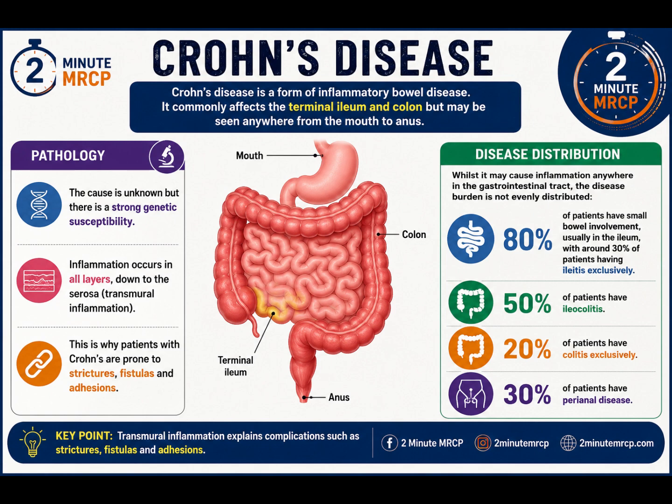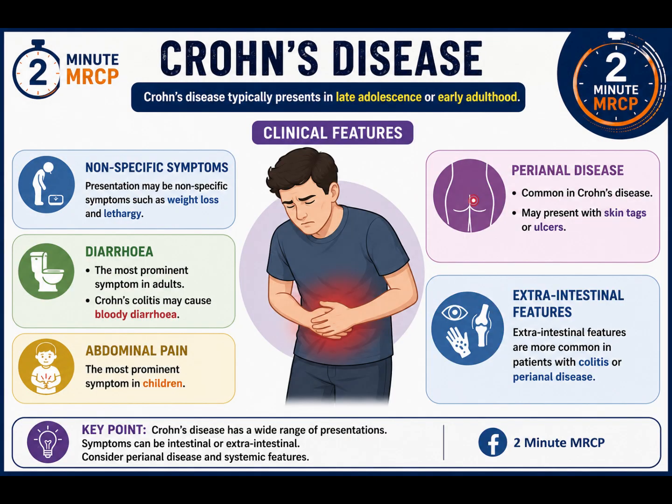About 80% of patients have small bowel involvement, usually affecting the ileum. Around 50% have ileocolitis, and 20% have disease confined to the colon. Perianal disease occurs in approximately 30% of patients. Crohn's disease typically presents in late adolescence or early adulthood.